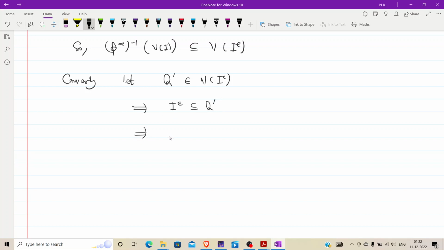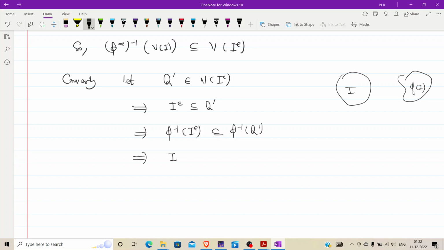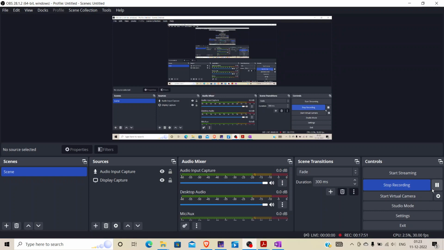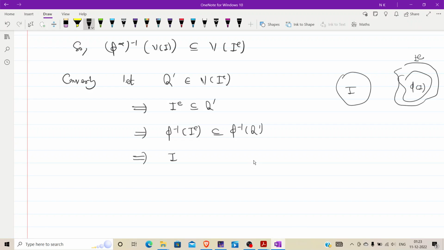If I apply φ inverse on both sides, then φ inverse of I^e is contained in φ inverse of q'. Suppose this is your φ of I, this is your I extension. So φ inverse of I extension definitely contains I, because if we take the pre-image of this, this is the ideal generated by φ of I, so the pre-image must contain I. So clearly by definition, φ inverse of I extension must contain I. So I is contained in φ inverse of q'.